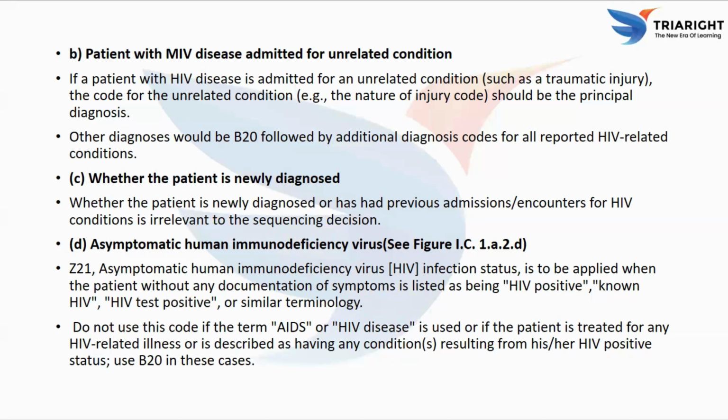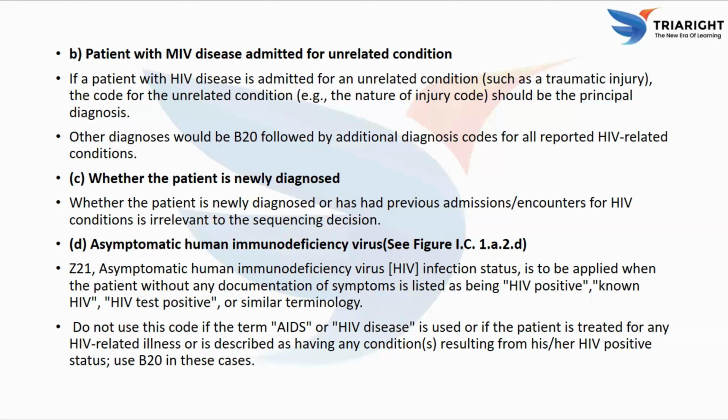So an example is asymptomatic HIV. The patient is HIV positive. There are no HIV symptoms. Which code do you have to assign? Z21, because he is just positive. He does not have any symptoms. So for asymptomatic HIV, you always have to code Z21.